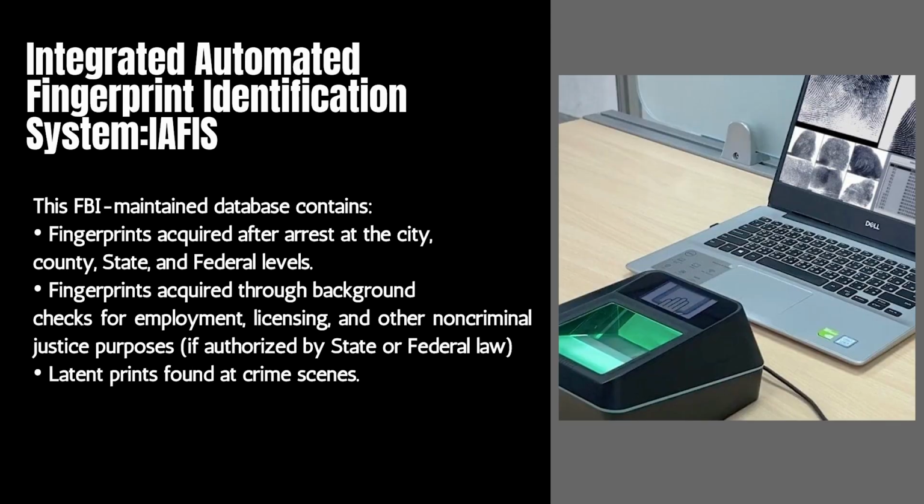Next one is Integrated Automated Fingerprint Identification System, IAFIS. This FBI-maintained database contains fingerprints acquired after arrest at the city, county, state and federal levels, fingerprints acquired through background checks for employment, licensing and other non-criminal justice purposes if authorized by state or federal law, and latent prints found at a crime scene.